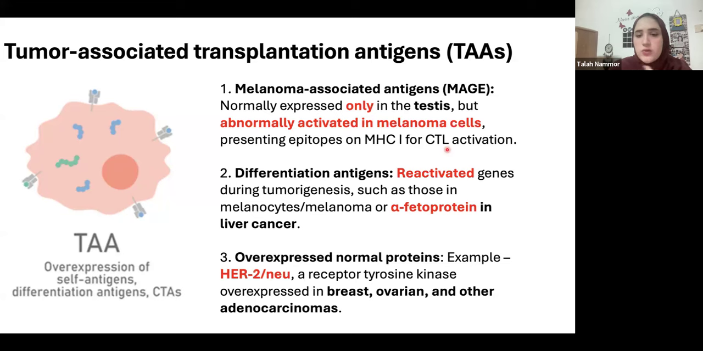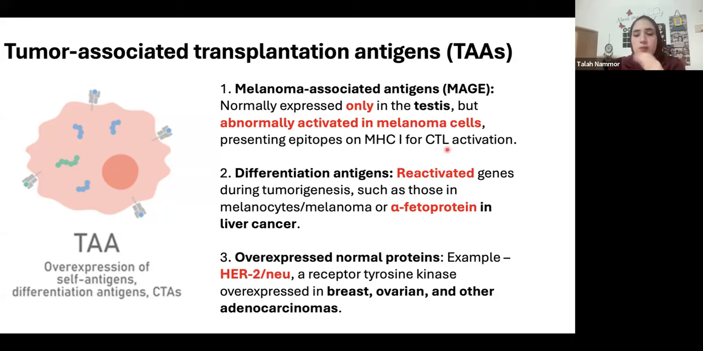When you have a melanoma, you know what melanoma is. It's a type of cancer that has to do with melanocytes. What are melanocytes? They're the cells in our skin that produce pigment. So if a patient has melanoma and they biopsy it, they can find MAGE, and MAGE is going to be abnormally activated. Usually it's not active, because where did we say this is usually found? In the testes. Okay? So this is an example of a tumor-associated antigen.